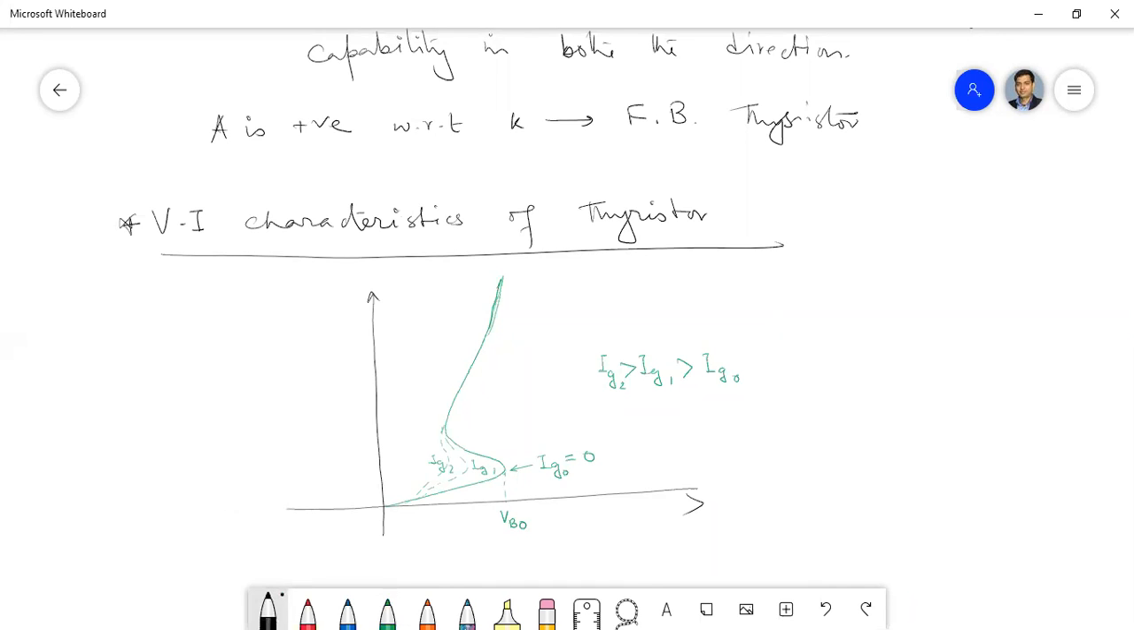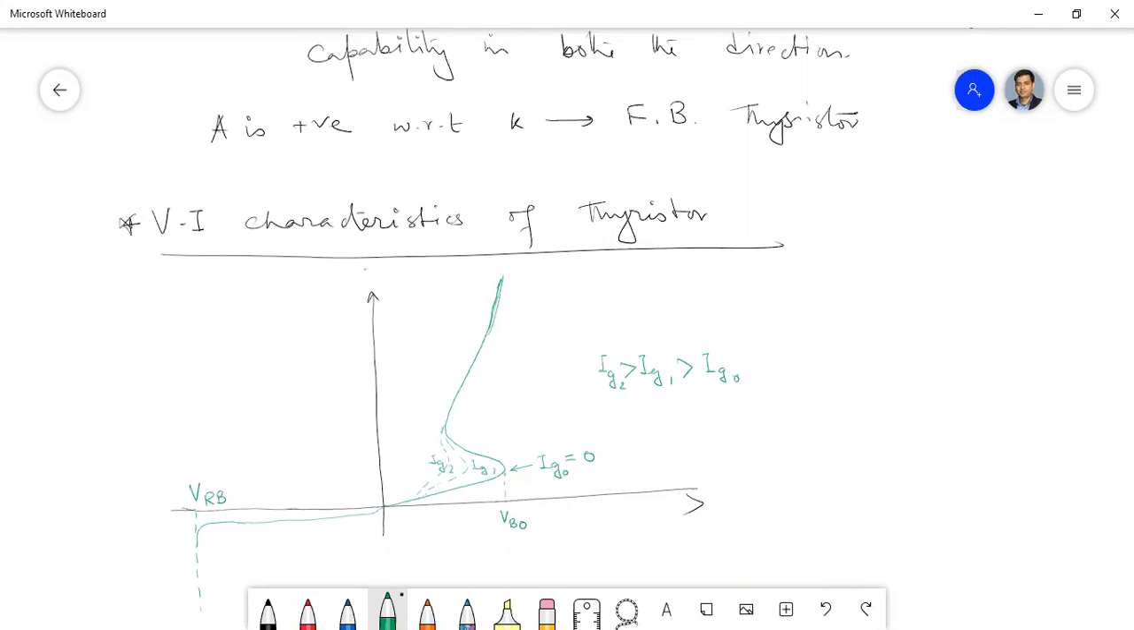Okay, and in the opposite direction, the characteristics is similar to a diode. That is, there will be some breakdown after some certain reverse blocking voltage. So this is called the reverse blocking voltage. Okay, so this is the characteristics for thyristor.